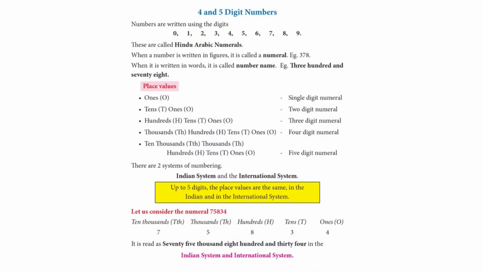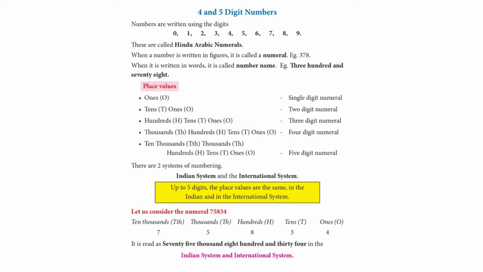Then we come back to place values. We have learned there are ones, tens and hundreds, and very mildly we learned about thousands too. Now we are going to learn about 10,000s in this unit. So, 10,000s means there are 5 digit numbers. We are also learning that this Hindu-Arabic numeral system is also called the Indian system of numbering.